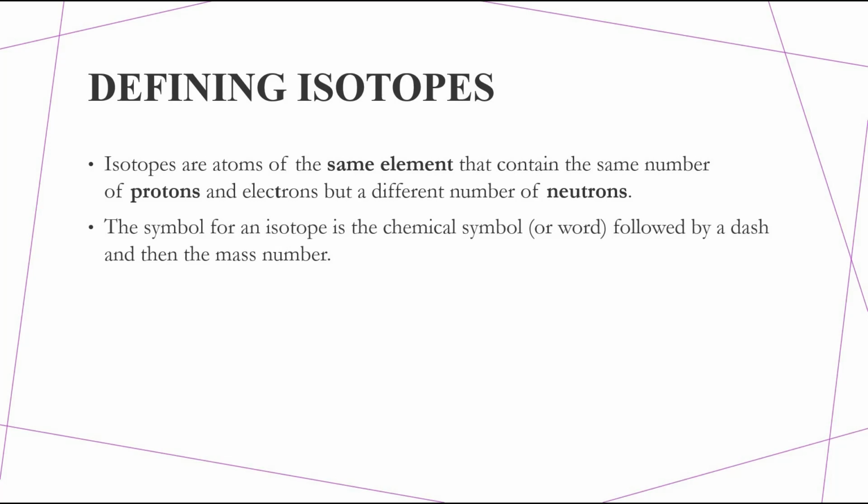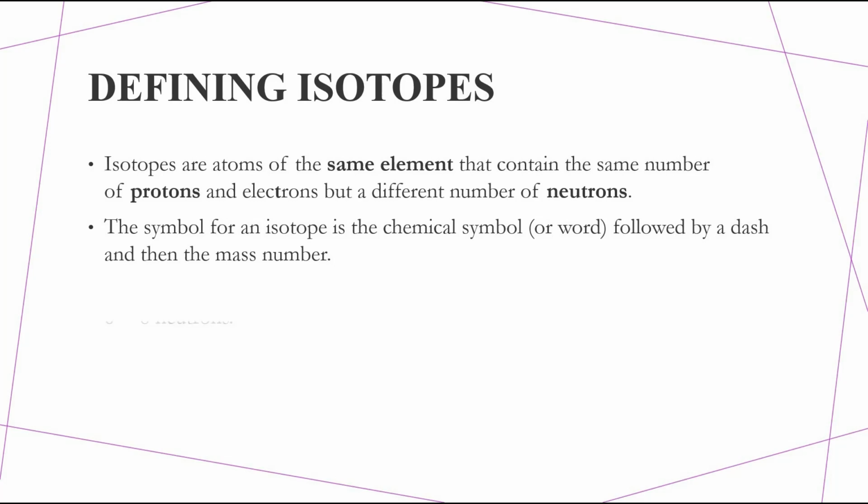The symbol for an isotope is the chemical symbol or word, followed by a dash and then the mass number. The chemical symbol you will see obviously in your periodic table. For example, for lithium, it's capital L and lowercase i. For helium, it's uppercase H and lowercase e, and so on. It goes on from lithium, rubidium, cesium, francium. All these elements have a chemical symbol. And whenever you're writing an isotope, you are placing a dash in front of that chemical symbol, followed by the mass number of that isotope.